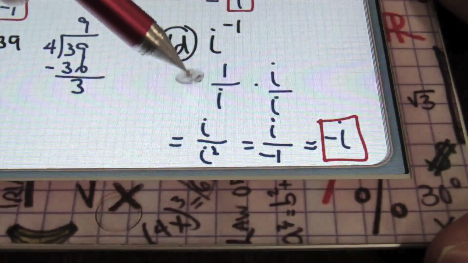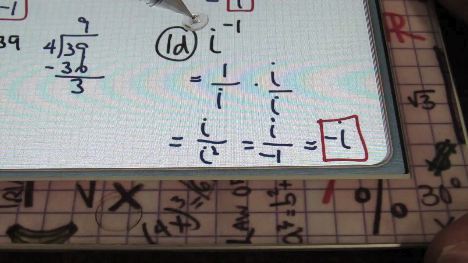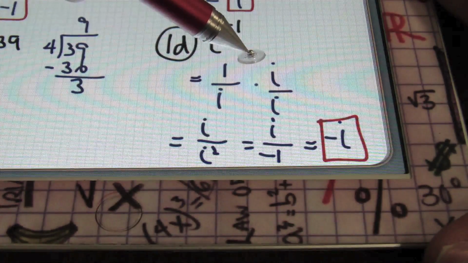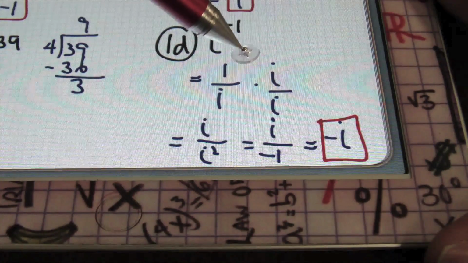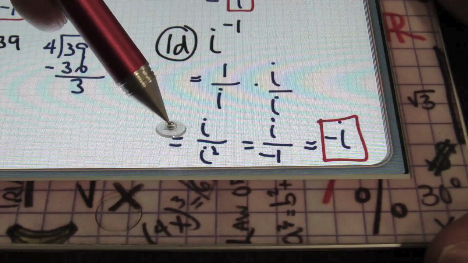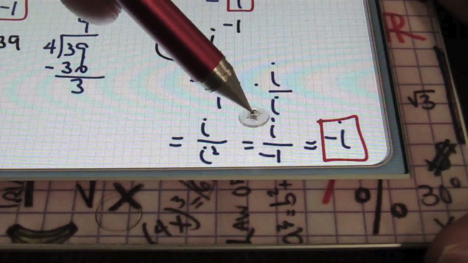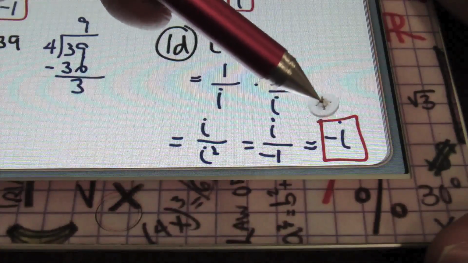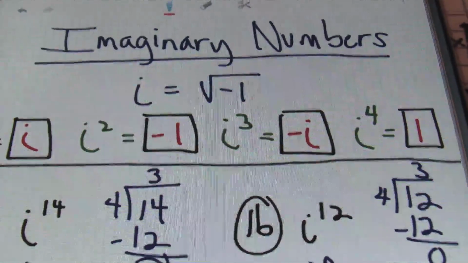So once again, you will not leave an imaginary number in the denominator, and we did that to get rid of our negative exponent. From there, we rationalized by i over i, that form of 1. And then we end up with i over i squared. Remember that i squared, according to the table above, is -1, and i divided by -1 is -i, which is your answer. So those are our initial problems for our imaginary numbers.